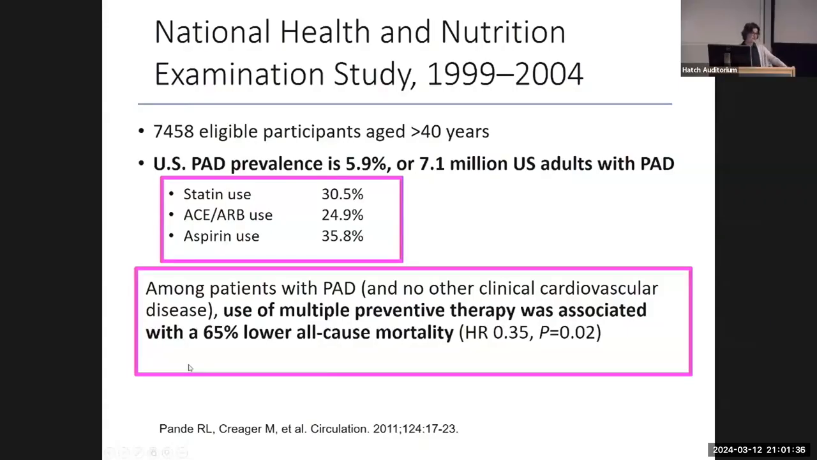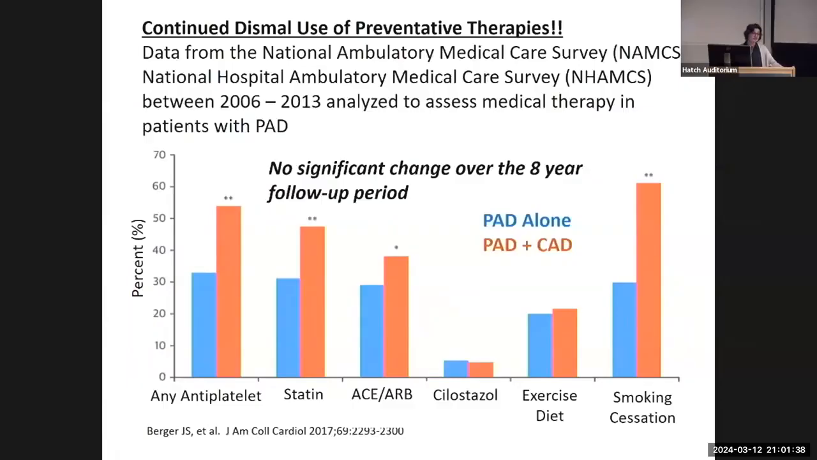Now you might say, well, this is old data. I'm sure we're doing better. I wish I could tell you that was true. This is a more recent publication from 2017 that looked at data from the National Ambulatory Medical Care Survey and National Hospital Ambulatory Medical Care Survey, between 2006 and 2013. And what you can see is PAD alone is the blue bar, PAD with CAD is the red bar. Patients are treated better if they have both PAD and CAD. But regardless, we're still in the 30s to 40s for medical care for these patients, which is really just horrific.